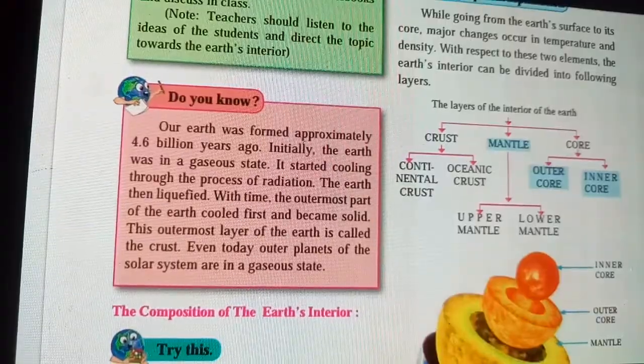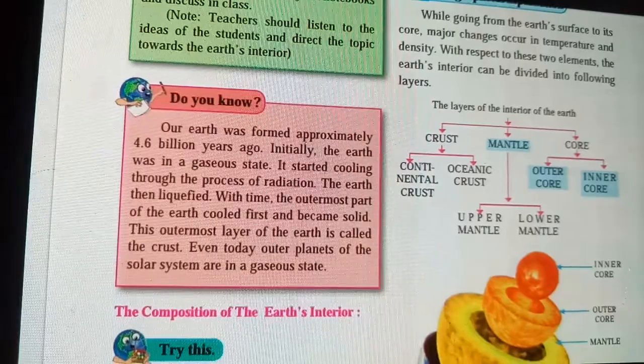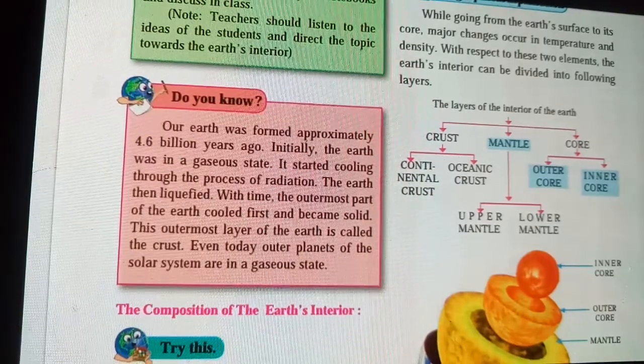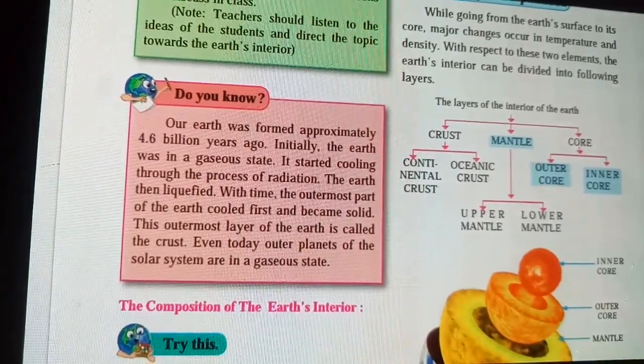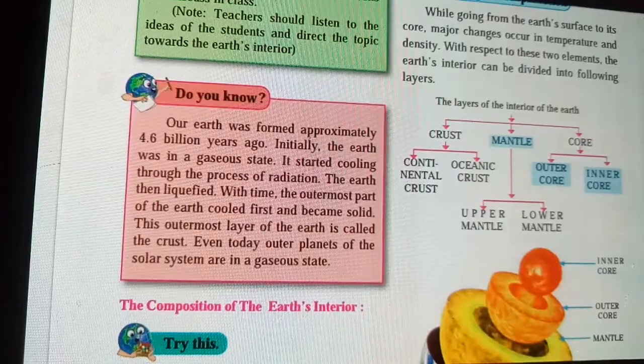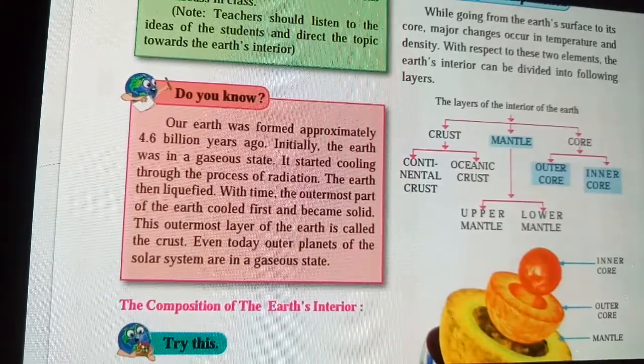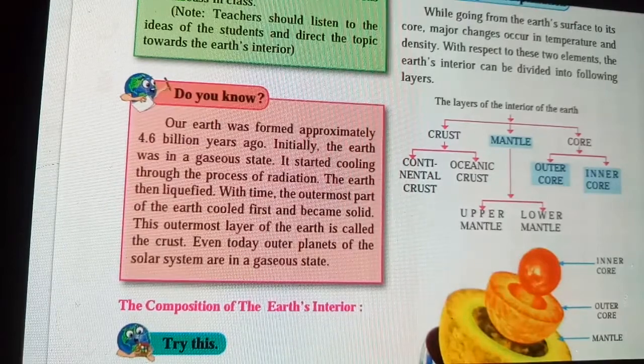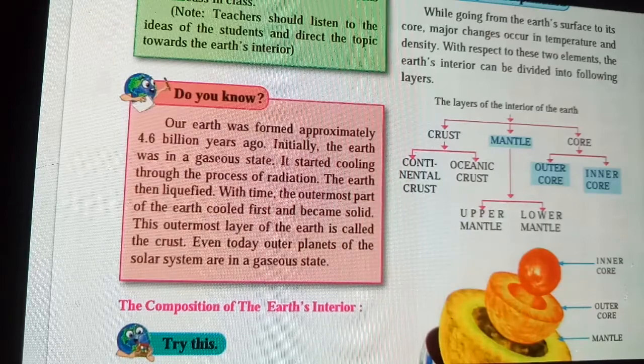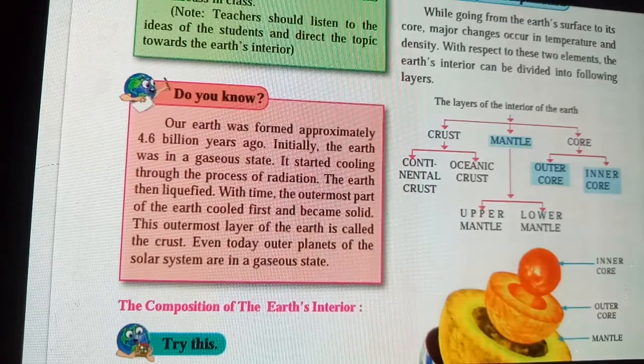So here you will find one piece of information. Our earth was formed approximately 4.6 million years ago. Initially the earth was in a gaseous state. It started cooling through the process of radiation, so because of the radiation the earth becomes cooler. The earth then liquefied with time.